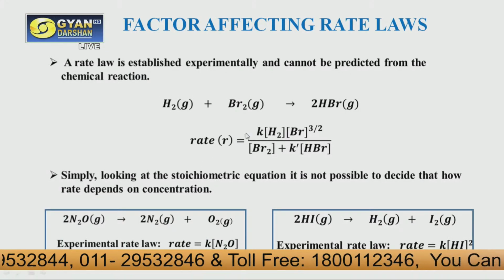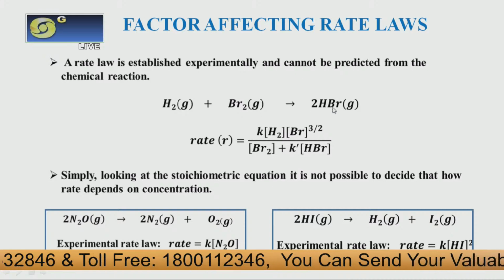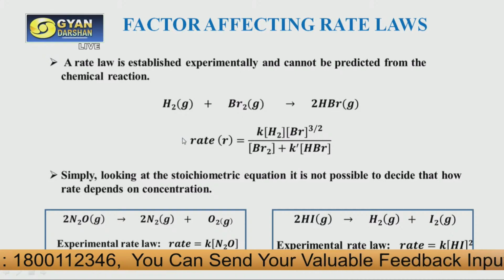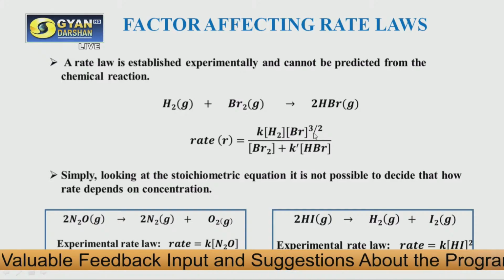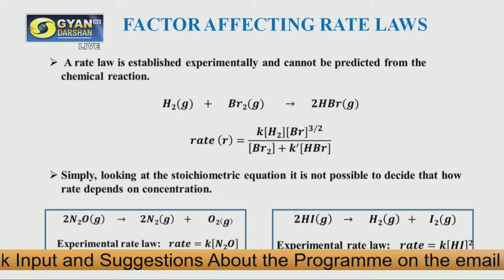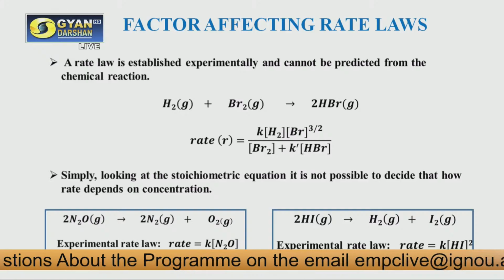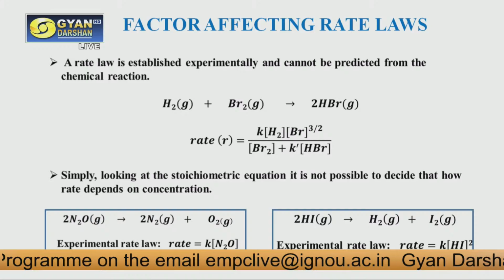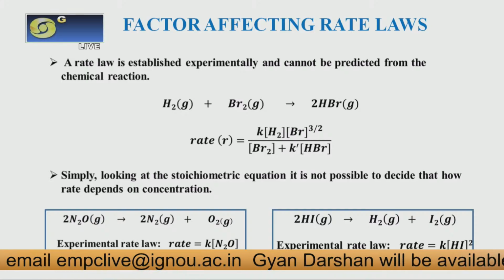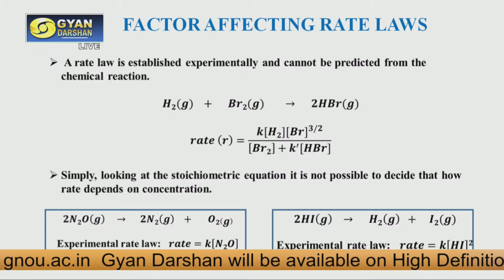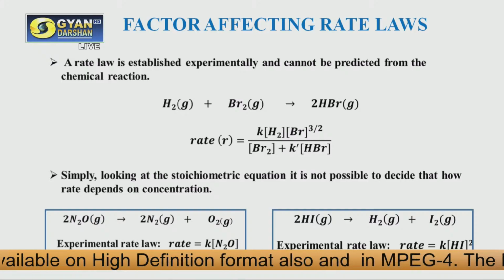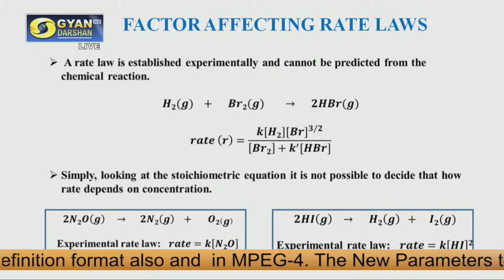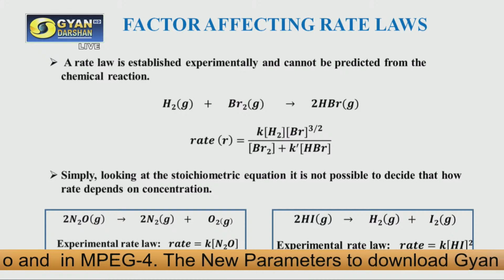We see the reaction: 1 mole of hydrogen gas and 1 mole of Br2 gas give 2 HBr. From the experiment we get that the rate is directly proportional to the 3/2 power of the Br2 concentration and the 1 power of the hydrogen concentration, divided by the concentration of Br2 plus some constant times [HBr]. Means, from looking at this reaction, we might think the rate is just some constant times the concentration of hydrogen and the concentration of Br2, but that is not the case.